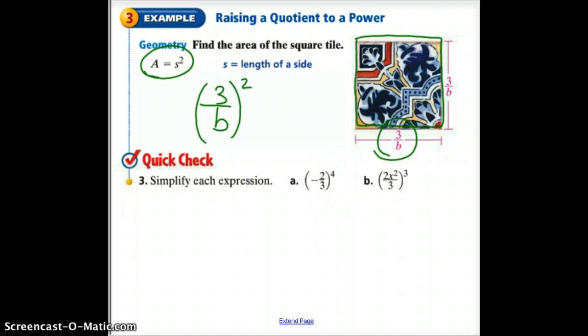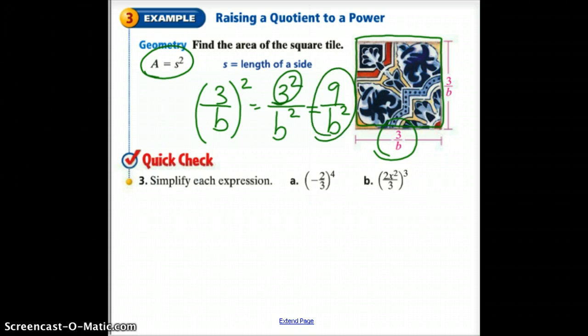So we just learned that if I have a quotient raised to a power, I can apply that power to the top and to the bottom. Final answer, because this can be simplified, 3 squared is 9 over b squared. That's the area of my square tile.